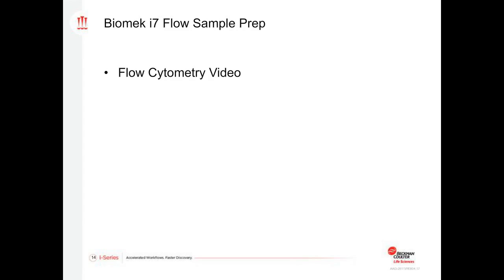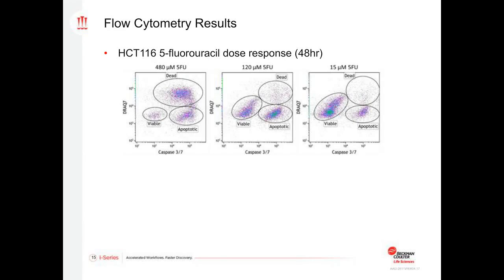So now we'll look at some of the data. Again, this was the HCT116 cells. Following the treatment of the cells, we then automated the trypsinization using the same 24 tips in the selective tip fashion, and then added our staining reagents and did our analysis.